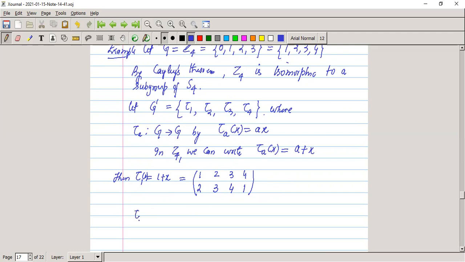Now similarly, we can define tau 2 of x. This is equal to 2 plus x, so this tau 2 is 1, 2, 3, 4. Now under this permutation, every element is added 2, so 1 plus 2 is 3, 2 plus 2 is 4. Now 3 plus 2 is 5, but when divided by 4, it leaves the remainder 1. Now 4 plus 2 is 6, when divided by 4, it leaves the remainder 2. So this is our permutation tau 2 here.